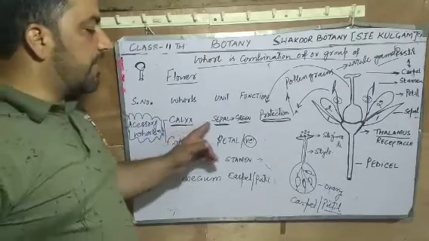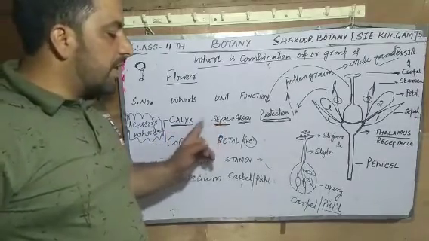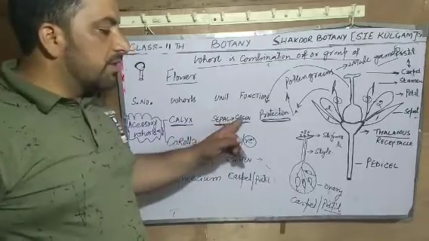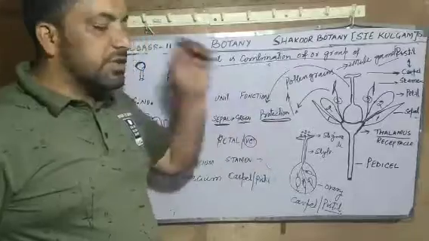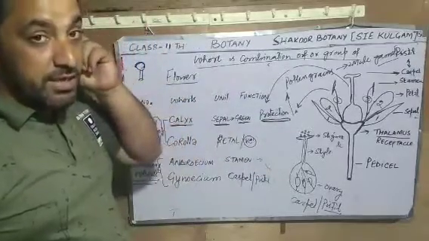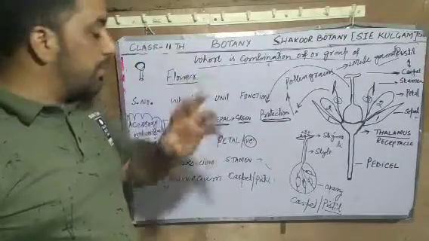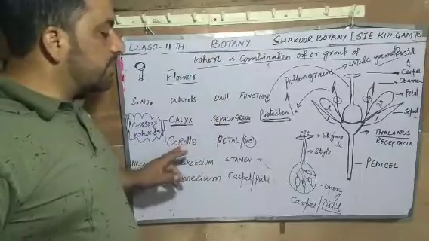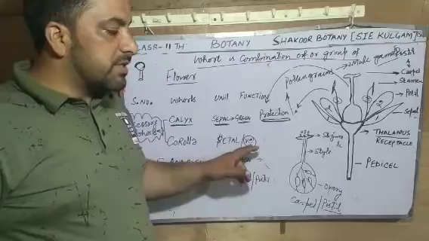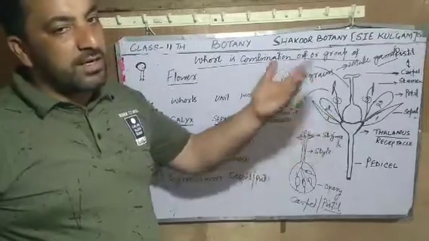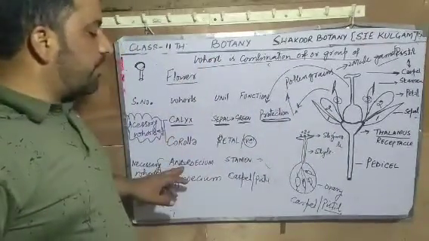Remember, the unit of calyx is sepal. Calyx is whorl. Unit is sepal. Each sepal is green. They carry out the process of protection. They protect a flower during bud condition. Second whorl is corolla. Corolla का जो unit है उसको petal बोलते हैं. Petals variously colored होते हैं. इनका काम होता है to attract insect pollinators.